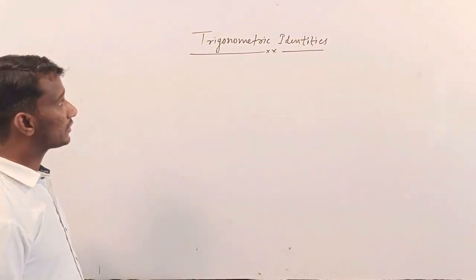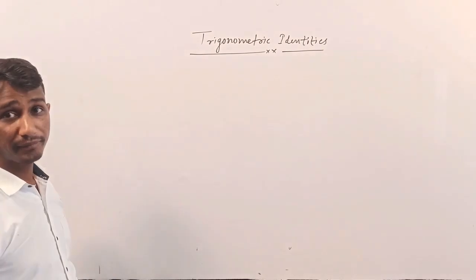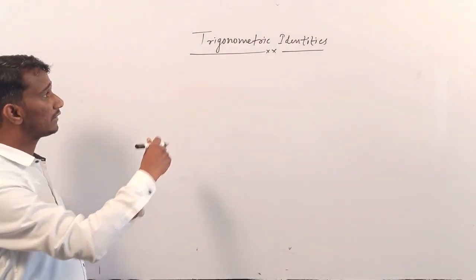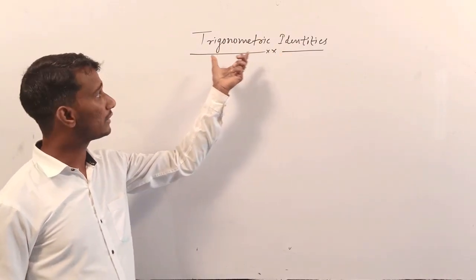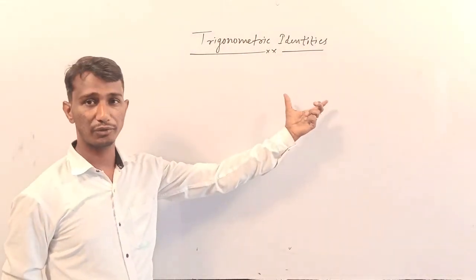The name of today's topic is trigonometric identities. First, we derive these identities using the Pythagoras theorem.